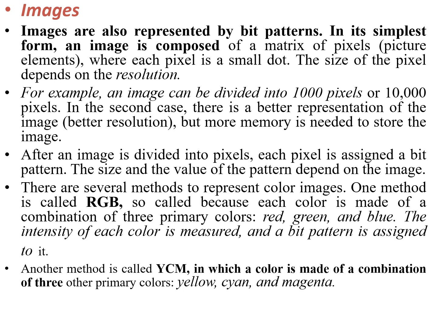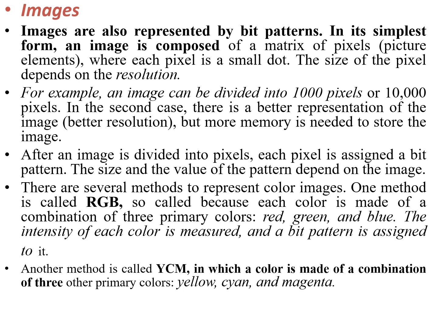An image can be divided into 1000 pixels or 10,000 pixels or even more. When the number of pixels is more, then we can say that there is a better representation of the image. But more pixels means better resolution, but more memory is required to store that specific image which has more pixels. When an image is divided into pixels, each pixel is assigned a bit pattern, and the size and the value of the pattern depend on the image type.